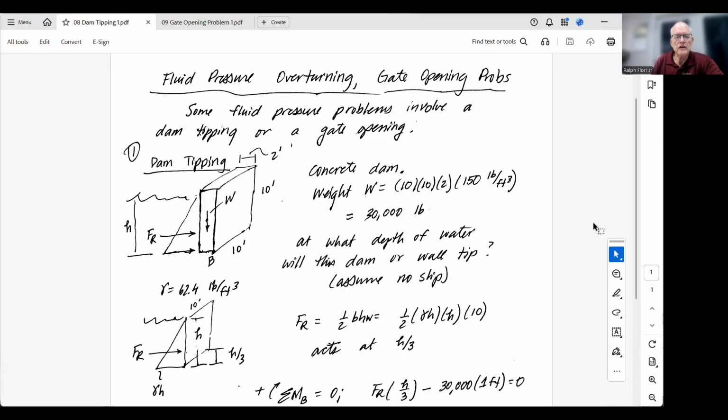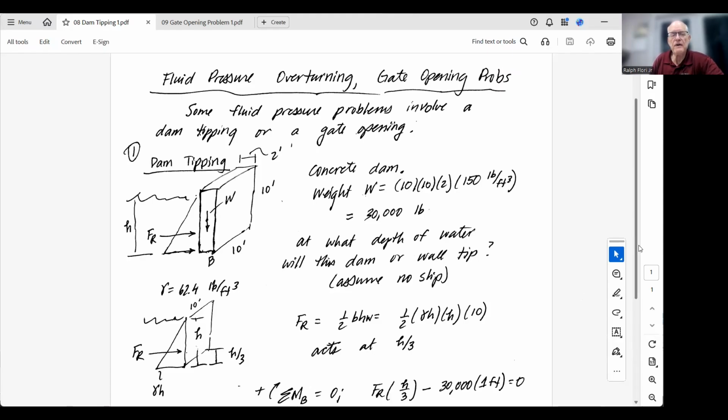This is a fourth practice problem for your exam 4 or your final exam. Again, it's a fluid pressure problem, but this one involves a dam tipping due to the fluid or a gate opening due to the fluid. These show up from time to time. Let's talk about it. So you remember earlier in statics when we did friction problems, we talked about tipping or slipping.